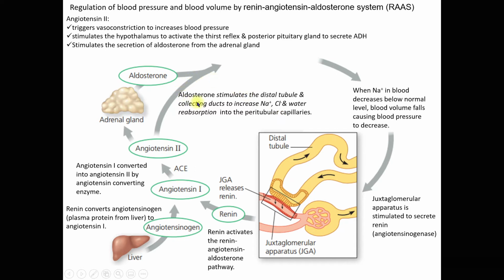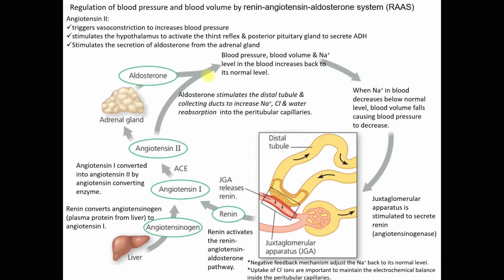So apparently, aldosterone has a similar effect to the ADH. After reabsorption of sodium ions, chloride ions, and water into the peritubular capillaries, the blood pressure, blood volume, and sodium ions in the blood will increase back to the normal level. So from this mechanism, we can see that a negative feedback mechanism will adjust the sodium ion back to its normal level.